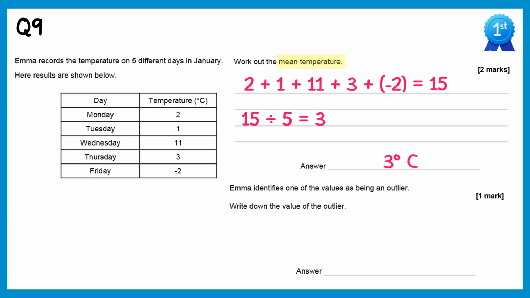For the next part, we need to identify which one is an outlier. So if we look at the list of numbers here, an outlier is a number that's very far away from the rest of them. So 11 turns out to be the outlier in this question. Some people may think it's negative 2 because it's the only negative, but it's actually quite close to most of the numbers. The 11, however, is very far away.